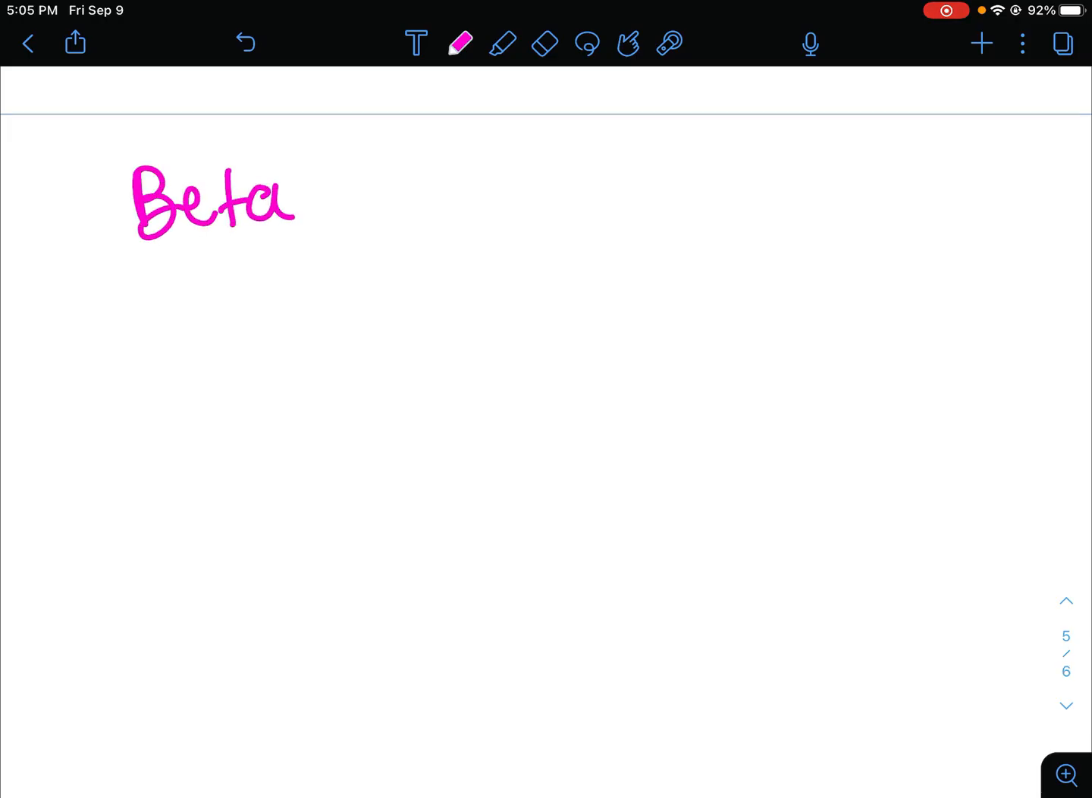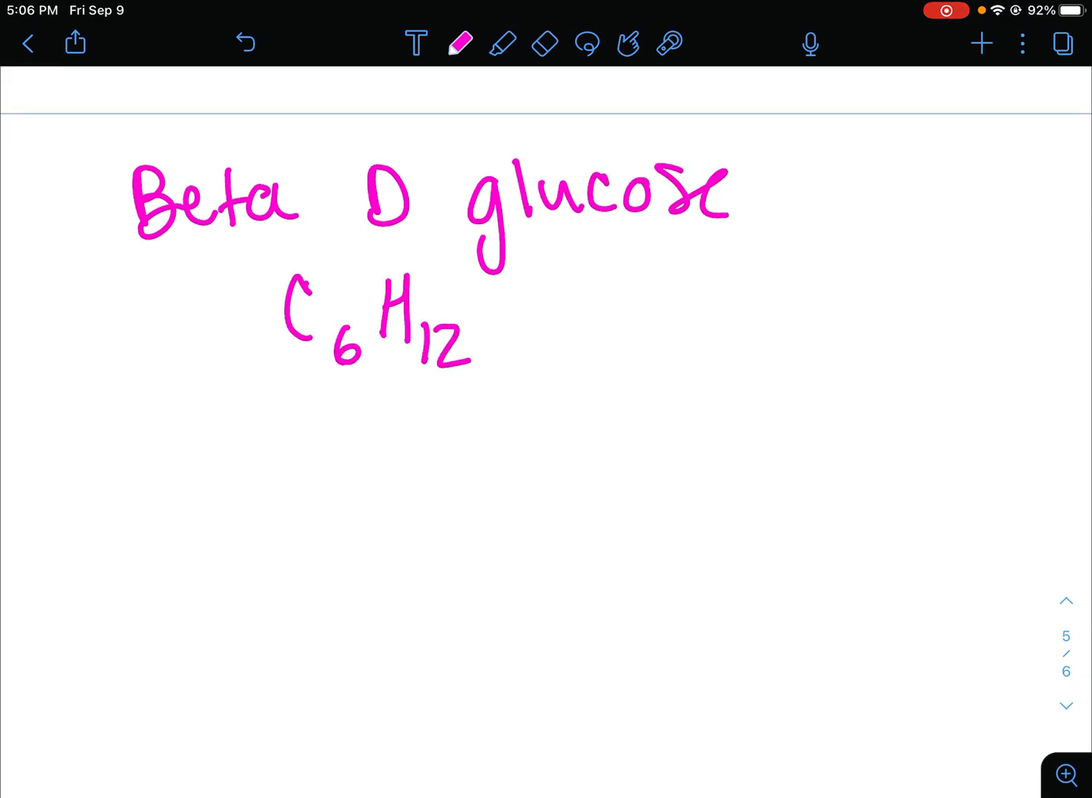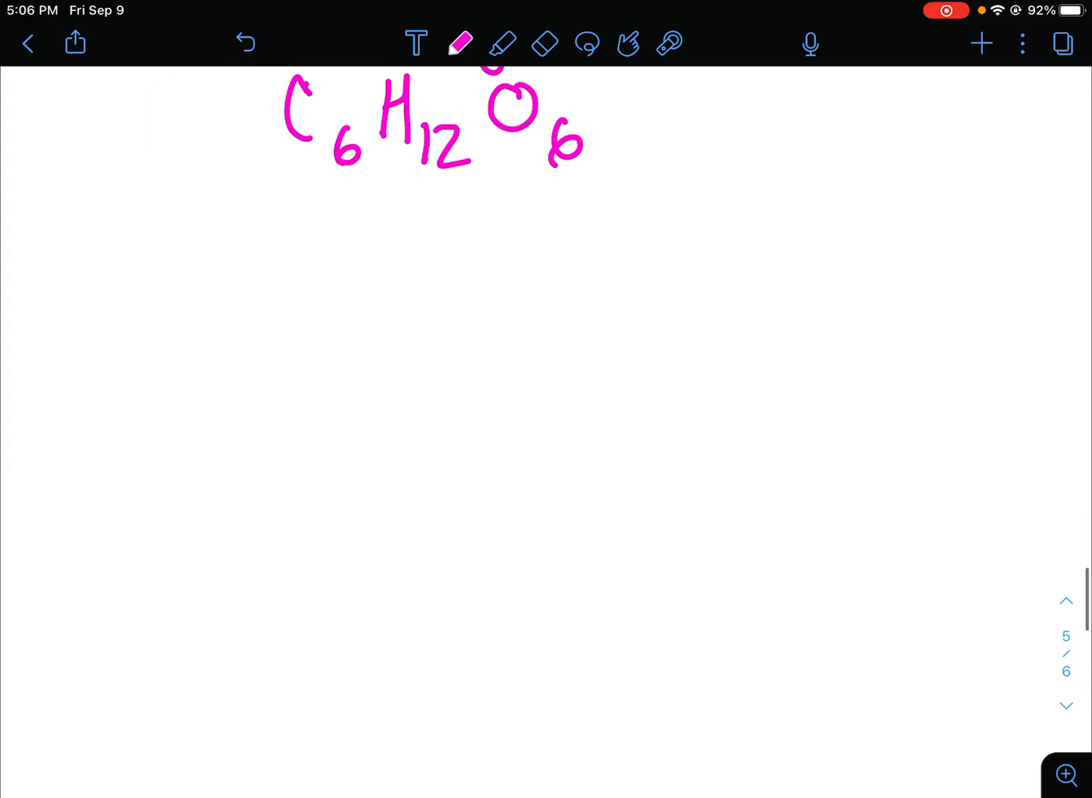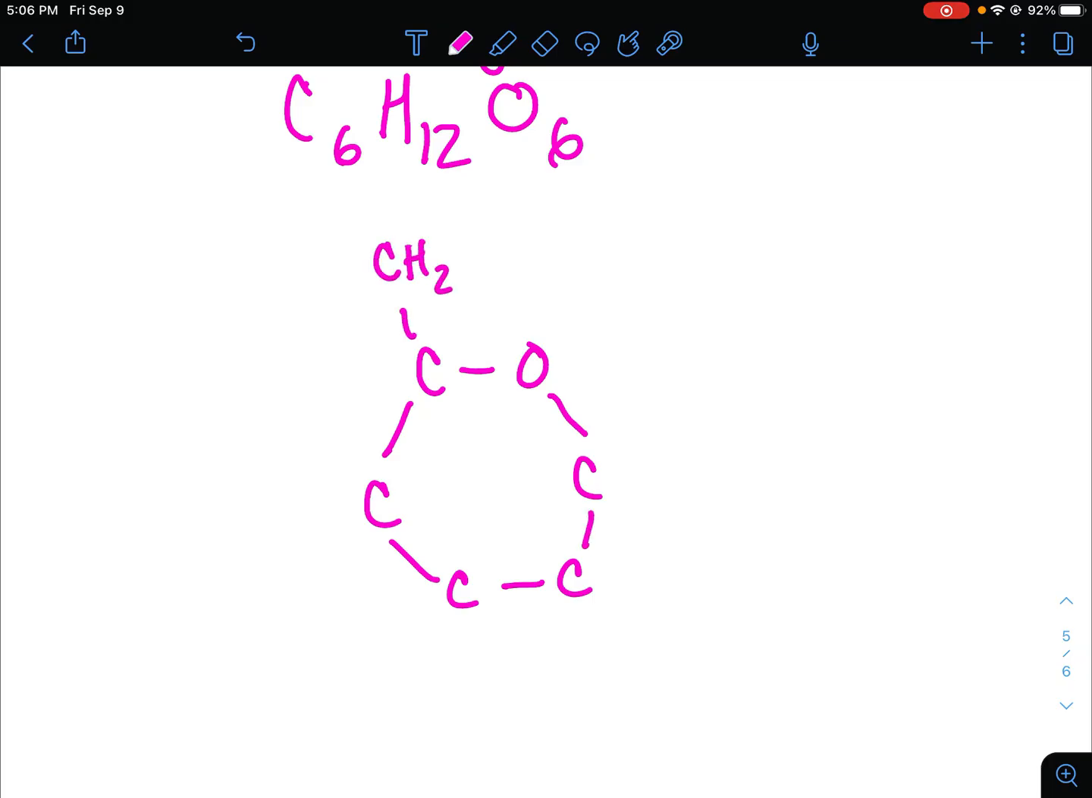So beta D-glucose, it has the same chemical formula, C6H12O6. It is structurally different though. So when we draw it, we're going to go with the same steps as we did with alpha D-glucose. We'll do C connected to an O, C, C. Those are our carbons in the ring. We have our CH2OH right there.